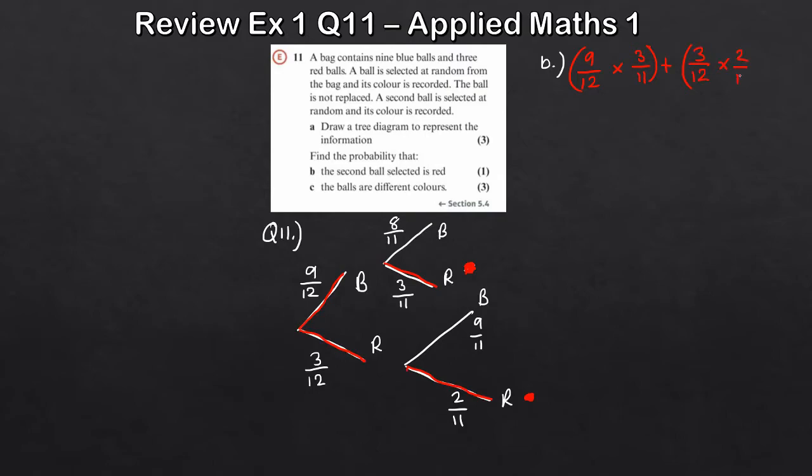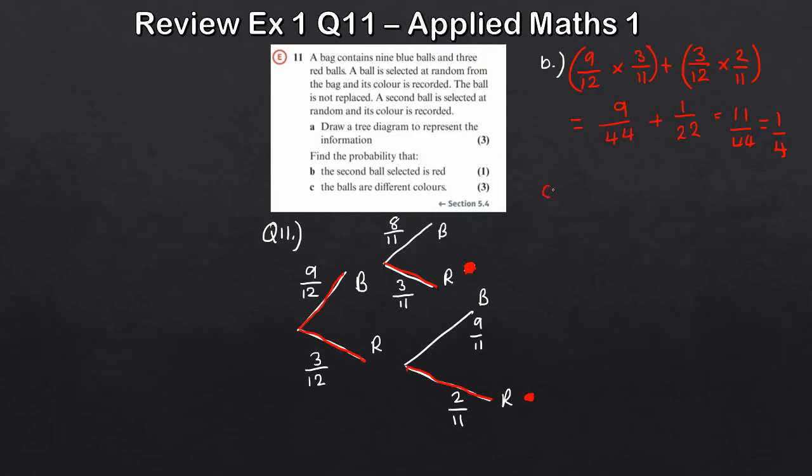times 2 over 11. If you work this out in your calculator, what you should get here is 9 over 54 plus 1 over 22, which is equal to 11 over 44, which would simply be a quarter, or 0.25 if you prefer. But take your time with it. Make sure you're going down the correct branch. Remember, when you're going across the branches, we multiply. So 9 over 12 times 3 over 11.